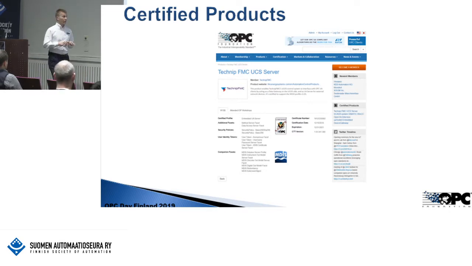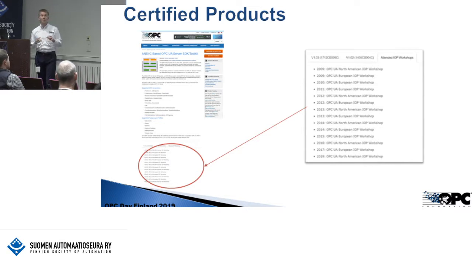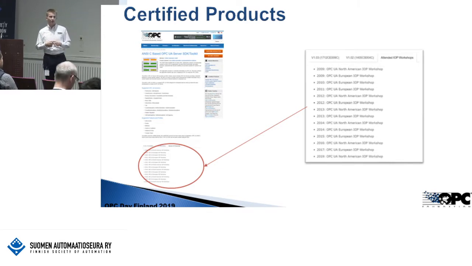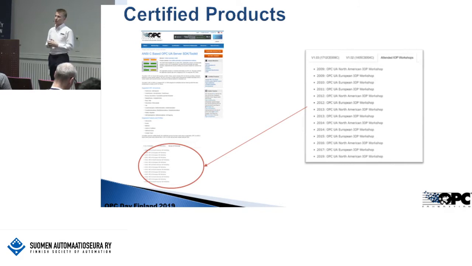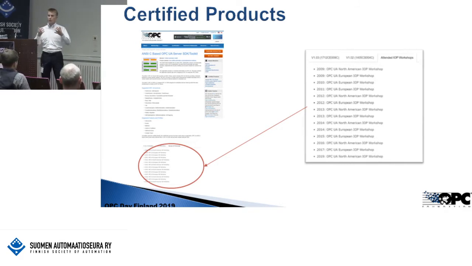Now, what we also plan to do is extend the product catalog by additional information, which is the attended IOP workshops. IOP workshops in OPC UA are plugfests, where all the vendors get together and ensure the interoperability between their products. So when you look up a product that has attended a lot of different IOP workshops, that really tells you this company is committed to interoperability, and it tested and verified that everything is working correctly.